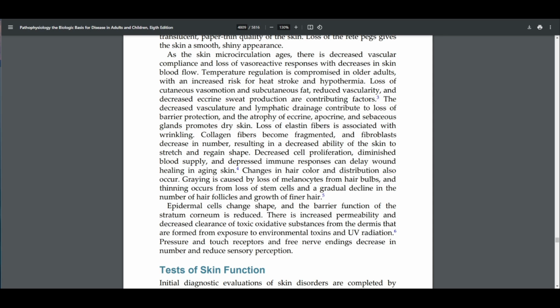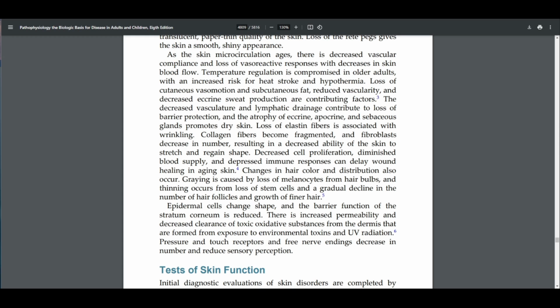The decreased vasculature and lymphatic drainage contribute to loss of barrier protection, and the atrophy of apocrine and sebaceous glands promotes dry skin. Loss of elastin fibers is associated with wrinkling. Collagen fibers become fragmented, and fibroblasts decrease in number, resulting in a decreased ability of the skin to stretch and regain shape. Decreased cell proliferation, diminished blood supply, and depressed immune responses can delay wound healing in aging skin.